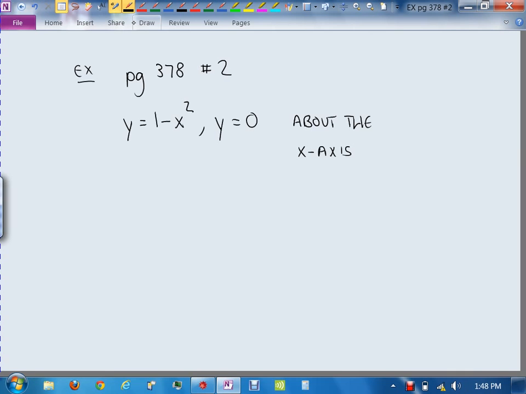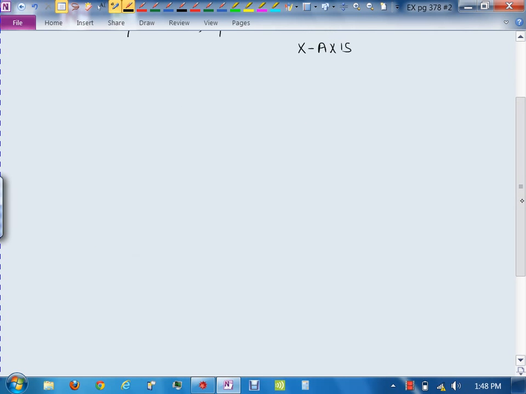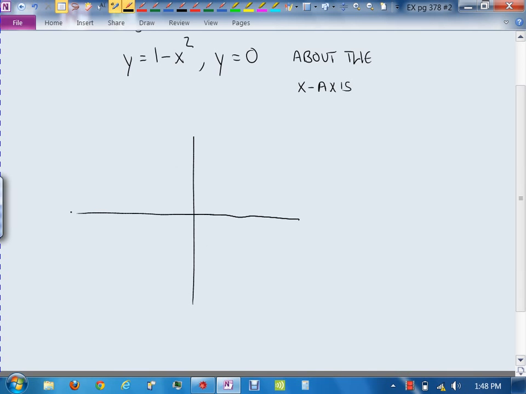All right, here comes my drawing. So I have to know what that looks like first, right? Let me do it in 2 dimensions first. 1 minus x squared looks like a parabola. It opens down, intersects at 1 and -1, right? And then y equals 0 is the x-axis. So we're talking about the region in here, enclosed by those two.